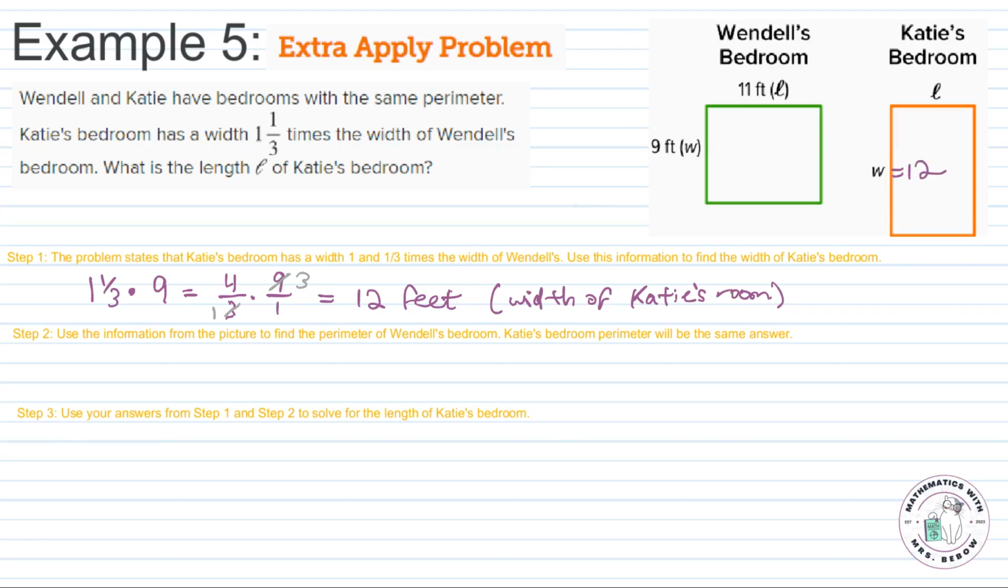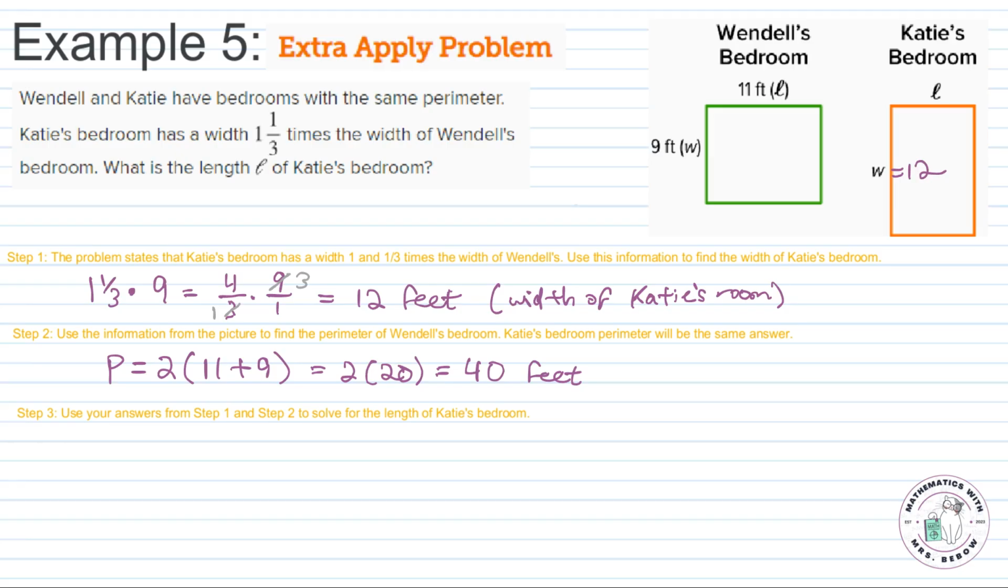Now, we can use the information from the picture to find the perimeter of Wendell's bedroom, because Katie's bedroom has the same perimeter as well. So for Wendell's bedroom, we know that the width and length are 9 and 11, so P equals 2, and then in parentheses, we can do 11 plus 9. So this is going to be 2 times 20, and so we get 40 feet as the perimeter. Katie's has the same perimeter.